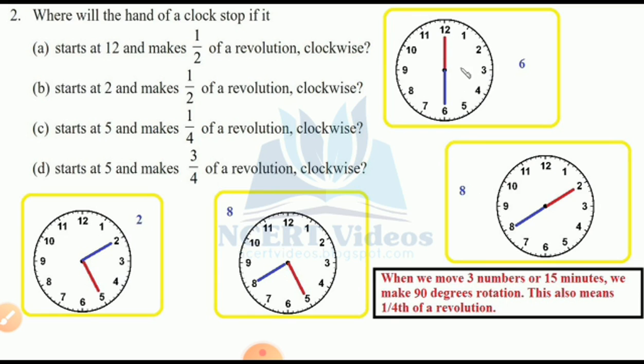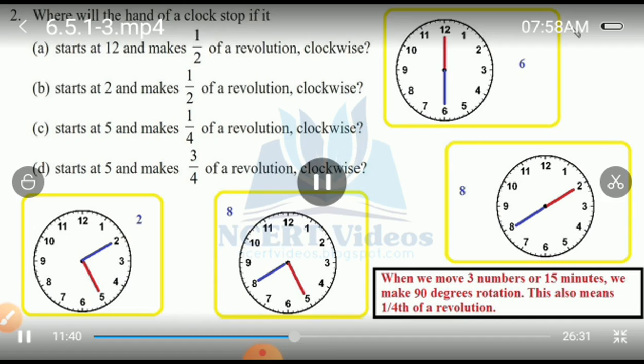Starting from 5 and reaching after 1/4 of a revolution, clockwise direction, 8 o'clock. Last one, start from 5 and 3/4. 3/4 means 3 times 1/4. Correct. Where we are moving 3 numbers or 15 minutes, we make a 90 degree revolution. This also means 1/4 of a revolution. Correct? Yes, correct. I think you all have a clear idea about this one.